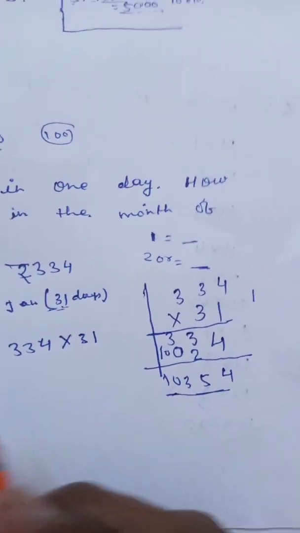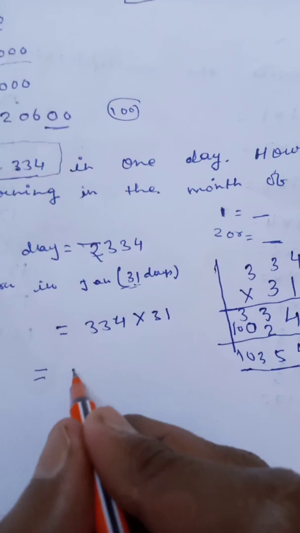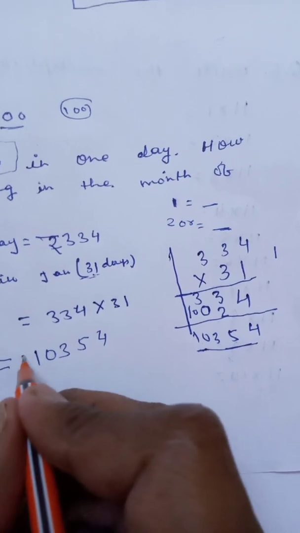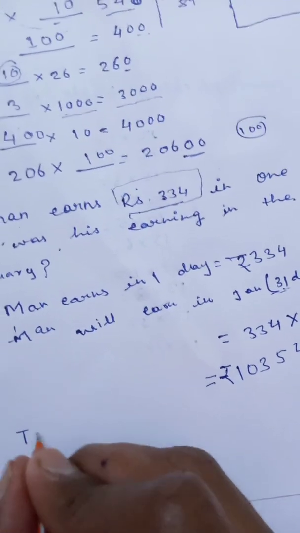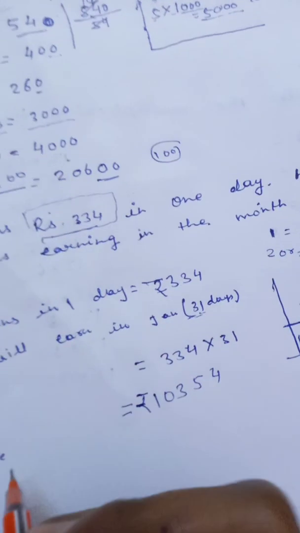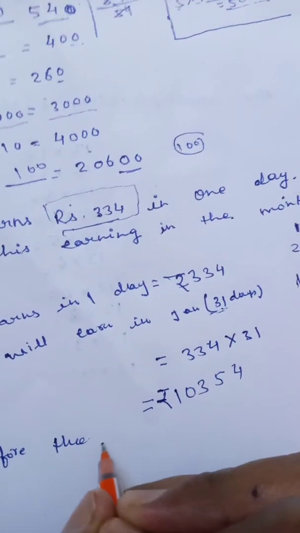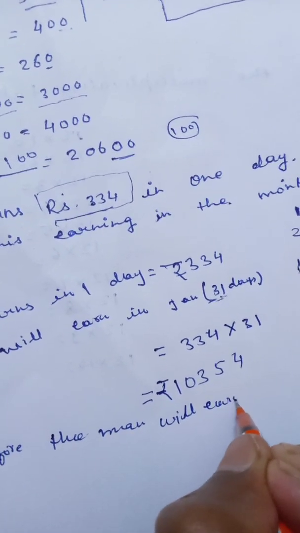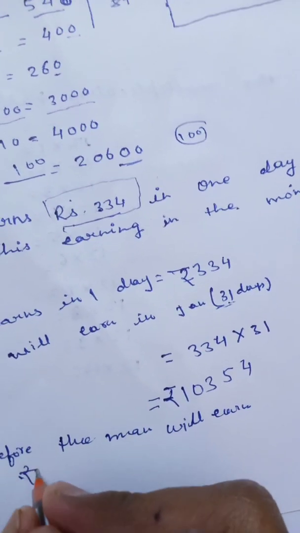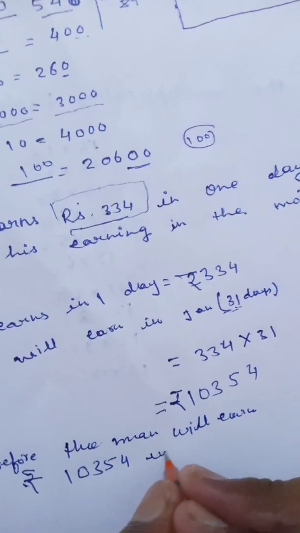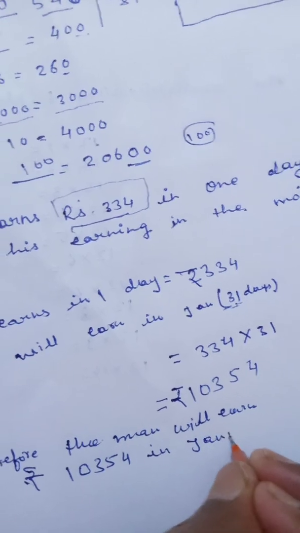So this is our answer, 10,354. This much rupees, 10,354 rupees. So therefore the man will earn rupees 10,354 in January month. Okay, January month.